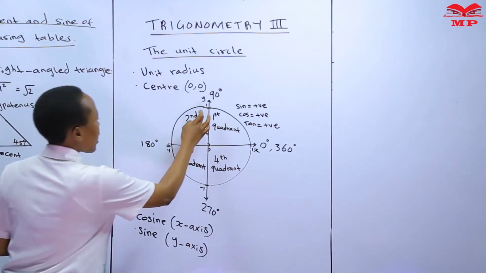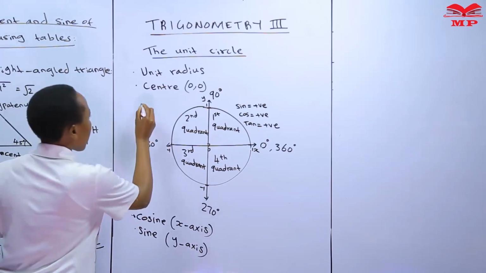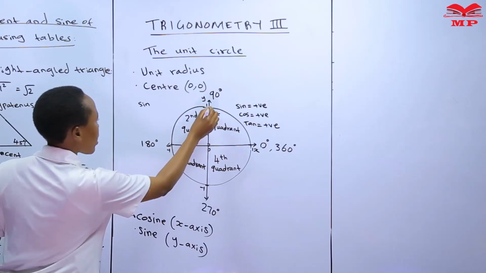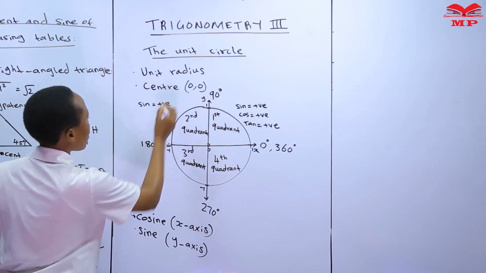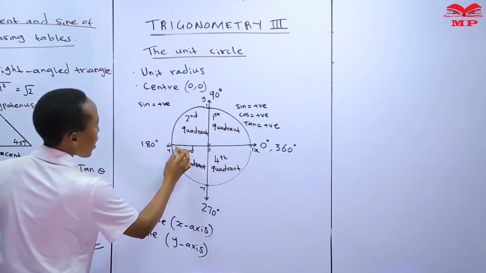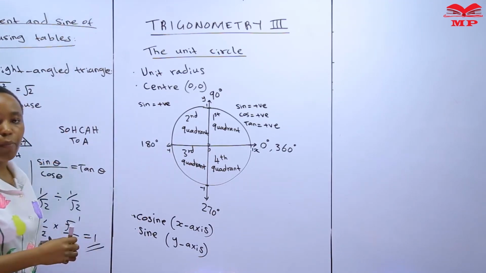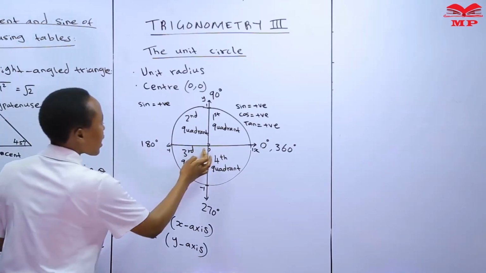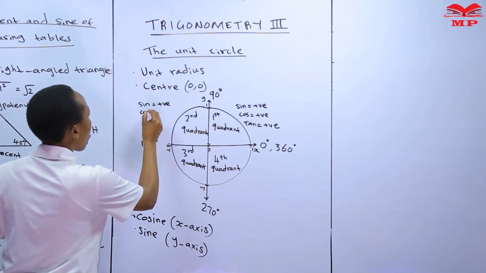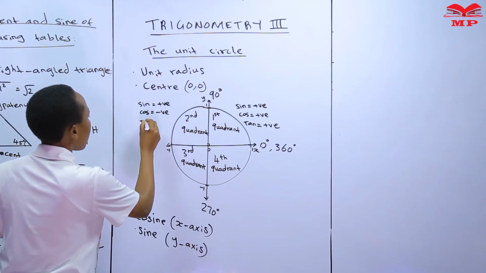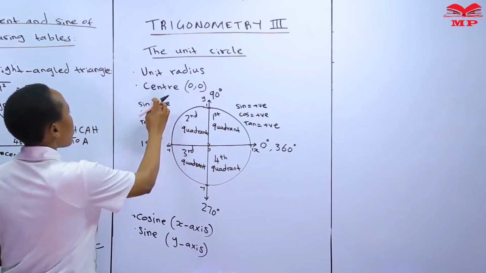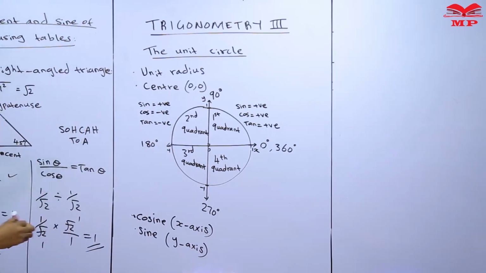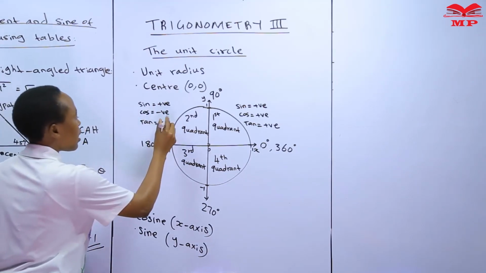Then when we come to the second quadrant, we'll start again with the sine. We are looking at the y-axis. Our y-axis here is positive, so the sine is positive. Our cosine in this case is on the left side of the center 0, so this is negative. So we have our cos, which is negative. Then our tangent, which is sine over cos, will be positive over negative, which is negative. That is in the second quadrant.